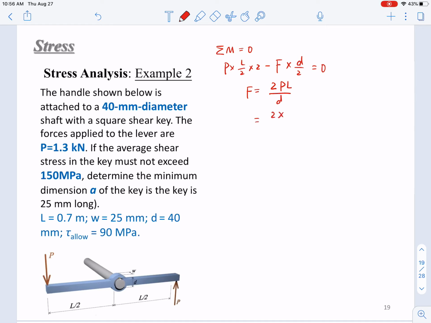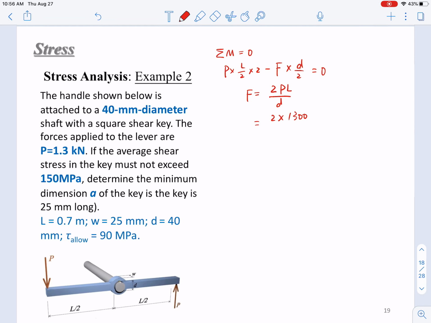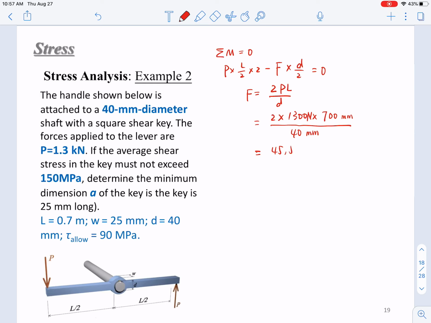We have known all of these numbers. So 2 times 1.3 kilonewton, this is 1,300 Newton, times the L, which is 0.7 meter, this is 700 millimeter. Let's use Newton and millimeter to get MPa directly. So over 40 millimeter. Here we can get this force, that is 45,500 Newton.